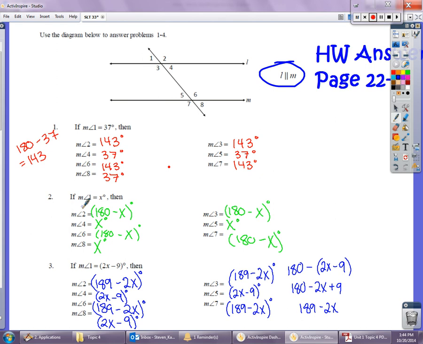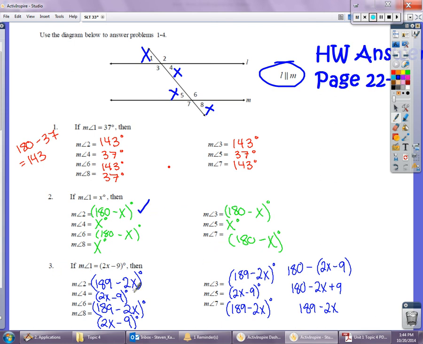Okay? For number 2, once you know that angle 1 is x, the corresponding angles are x. Angles 1 and 8 are alternate exterior, that's the same x. And then angle 4 is x. To get angles 2, 3, 6, and 7, just know that, for instance, angle 1 and angle 2 are a linear pair, so they're going to add up to 180. So to find angle 2, you would do 180 minus x.